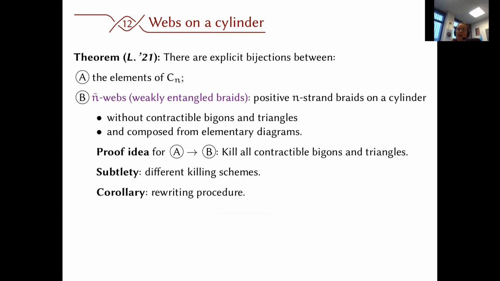And you have a very similar procedure to what we had in the linear case. And once again, you have a problem. You're not sure that different killing schemes always result in the same web. Maybe they will give two different diagrams. And once again, I will show that they do give the same web at the end of the description of this theorem. Here, I'll just note that once again, everything can be reformulated as an algorithm or as a writing procedure. So everything is very explicit.